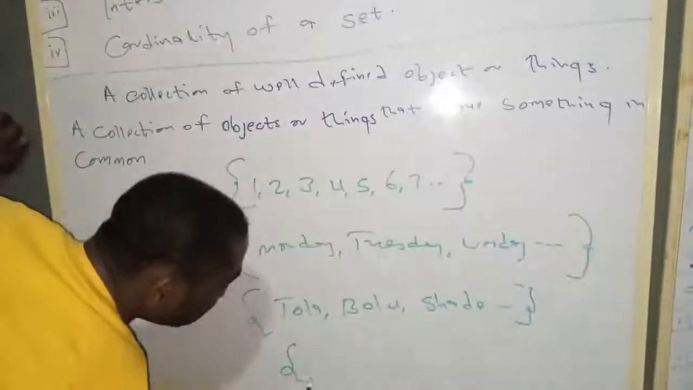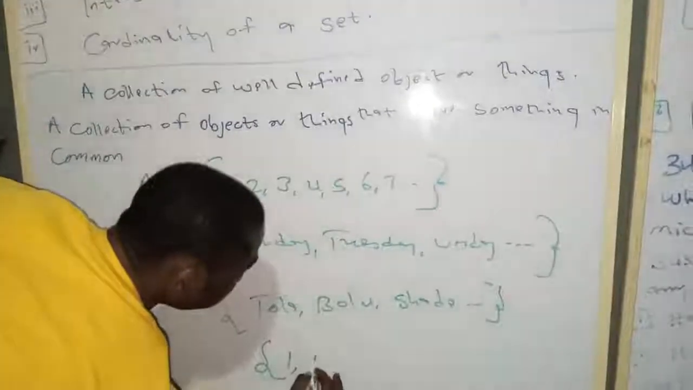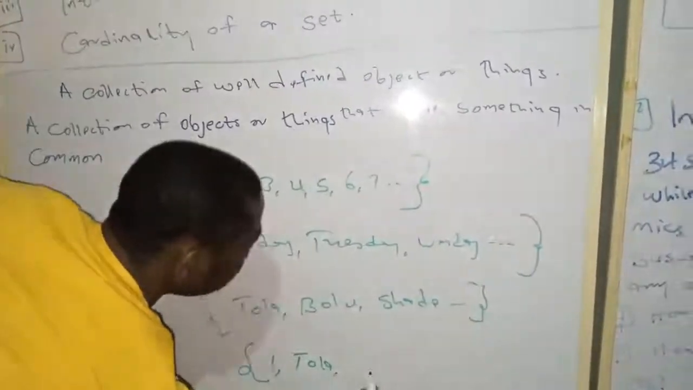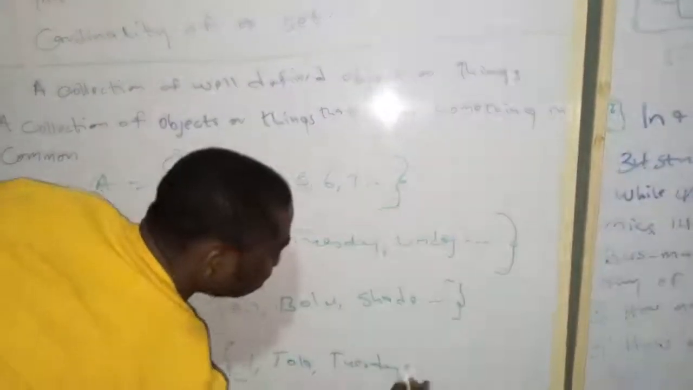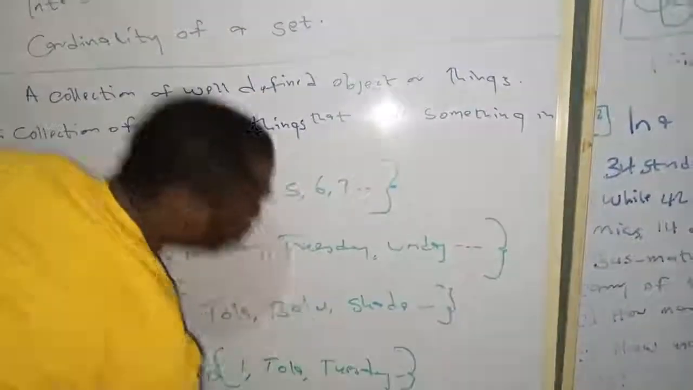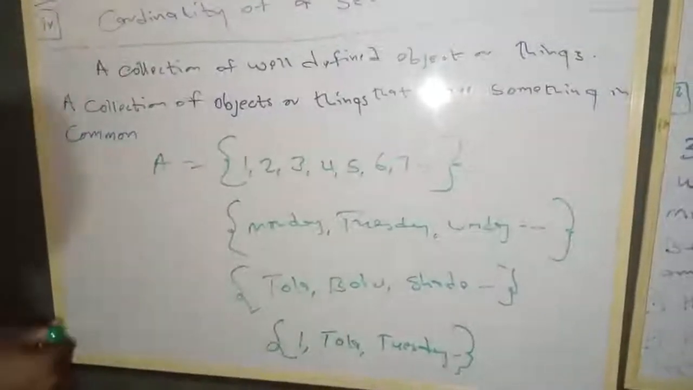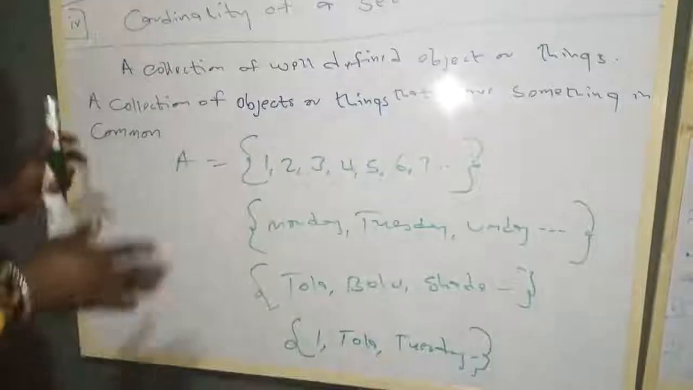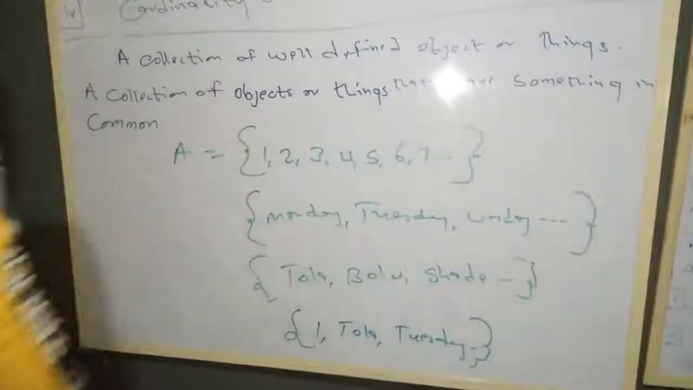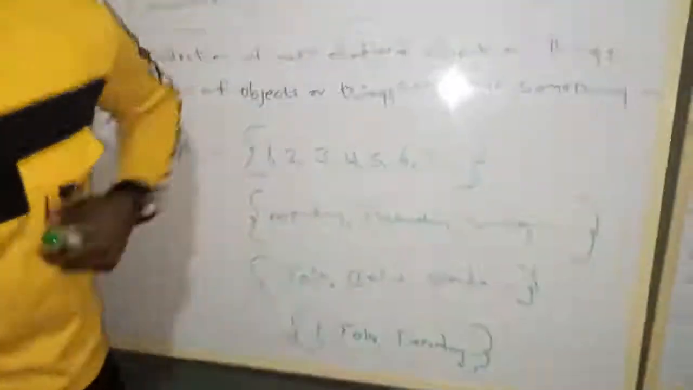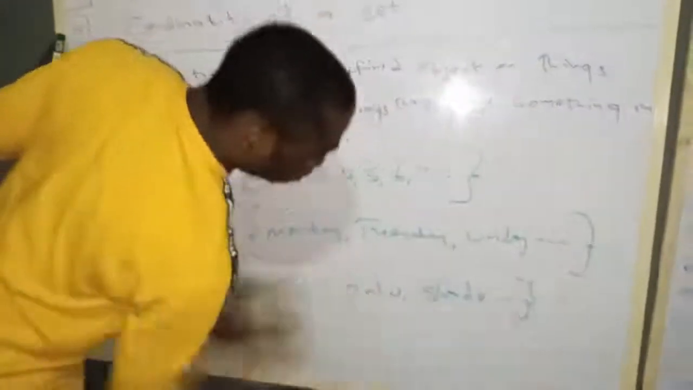It is not that you now say 1, Tuesday. No, that is not a set. A set must be a collection of objects that have something in common. So that is all about what a set is.